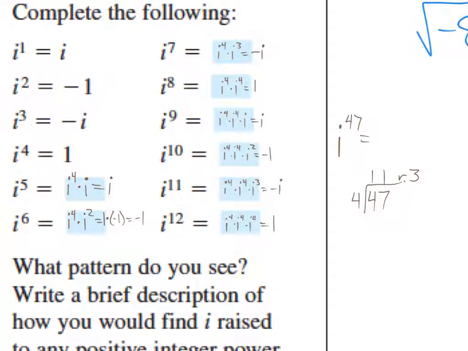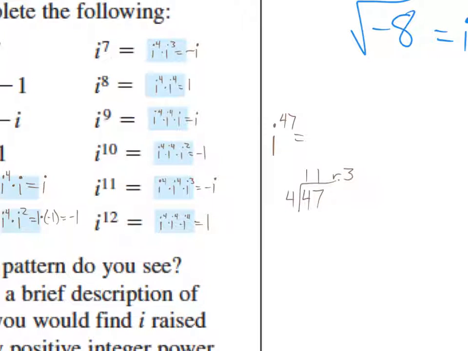So watch what happens here. When we have 47 divided by 4 is 11, remainder 3, what that means is we have i to the fourth times i to the fourth times i to the fourth, 11 times. That happens 11 times, because when we divided by 4, we got 11. So we go through this whole cycle 11 times. The cool thing is it doesn't matter, because all of those equal 1. The key is that last one. What's left over is that i cubed, because that's a remainder of 3. That's negative i.